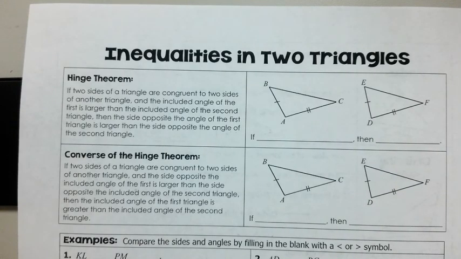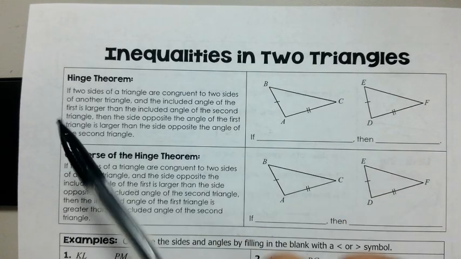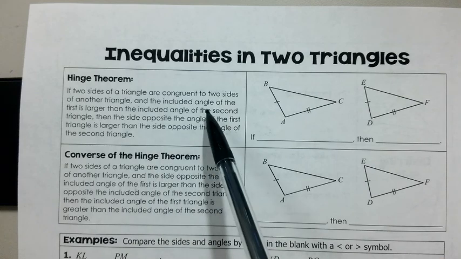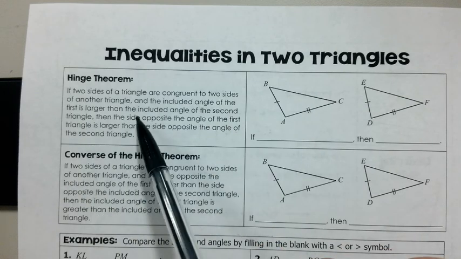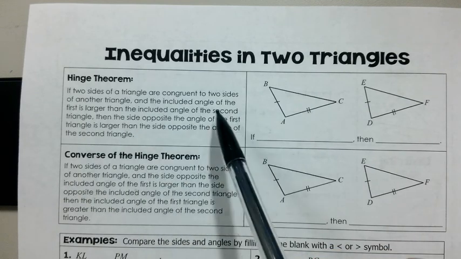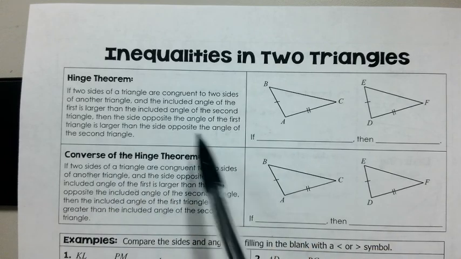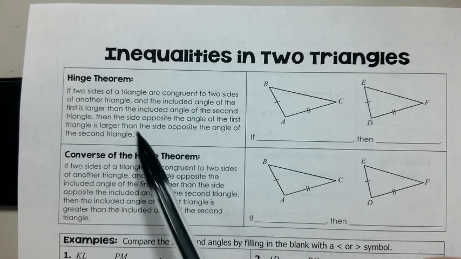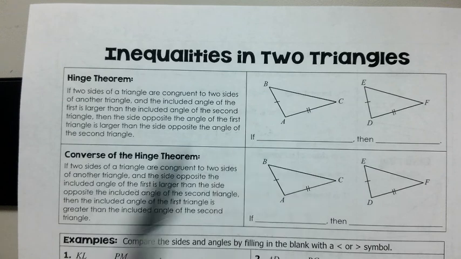So here we're going to talk about inequalities in two triangles. We have two different theorems that we're going to talk about. The first is the Hinge theorem. If two sides of a triangle are congruent to two sides of another triangle, and the included angle of the first is larger than the included angle of the second, then the side opposite the angle of the first triangle is larger than the side opposite the angle of the second.